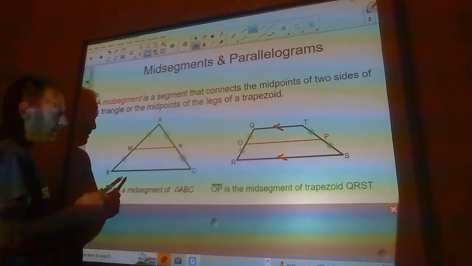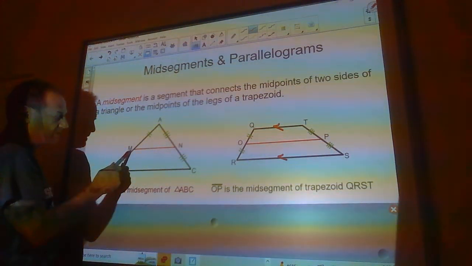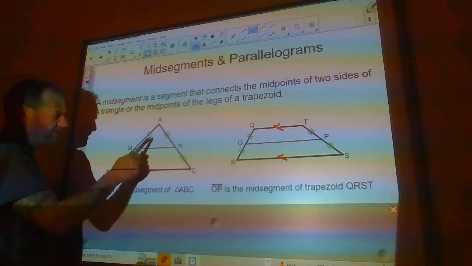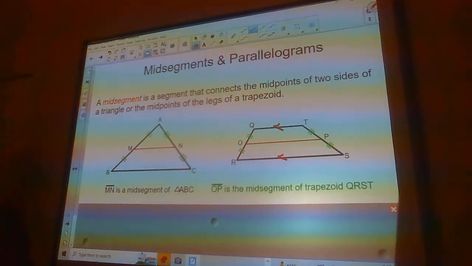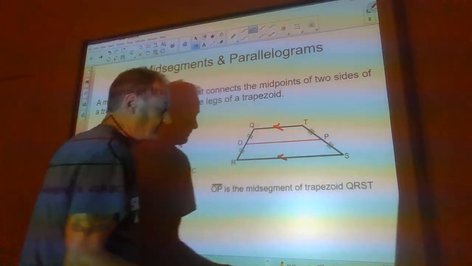Over here, a midsegment just connects the midpoints of two of the sides of a triangle. M is the midpoint of AB, N is the midpoint of AC. I connect the two midpoints, and I have myself a midsegment.